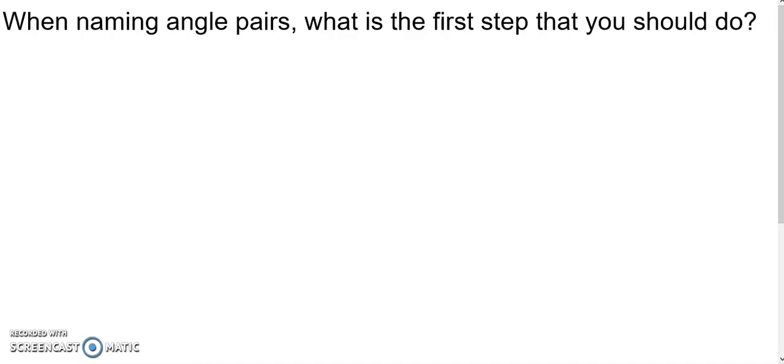So when we are naming angle pairs, what is the first step I always did? Here's a hint. It involved a color. Whenever we're naming these angle pairs, or we use parallel lines, or for the rest of this unit, and we got these angles, what should we do first?